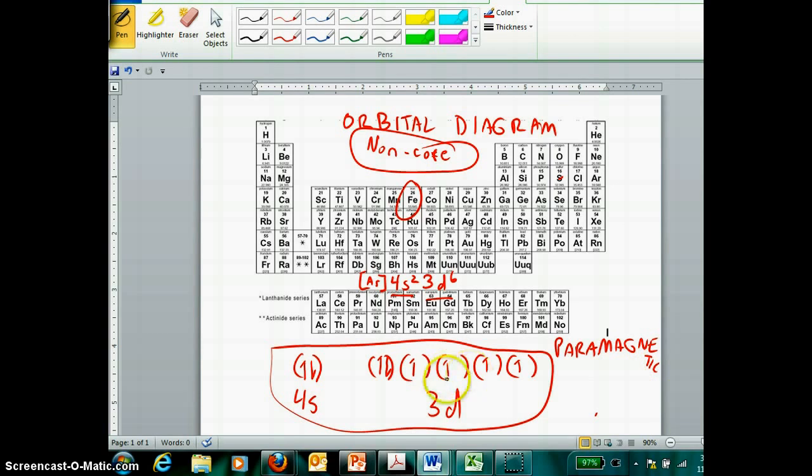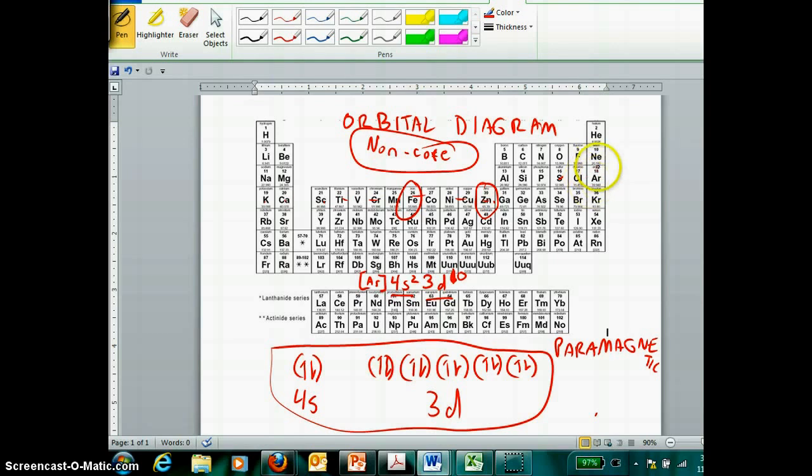And therefore, it would interact with a magnetic field. And yes, that's why our kitchen magnets would stick to our refrigerator. However, don't go making your refrigerator out of zinc, because if we chose zinc as the metal to make our refrigerator from, zinc would have as its core abbreviation argon and 4s2 and 3d10, which means that in its orbital diagram, all of the non-core electrons would be paired.